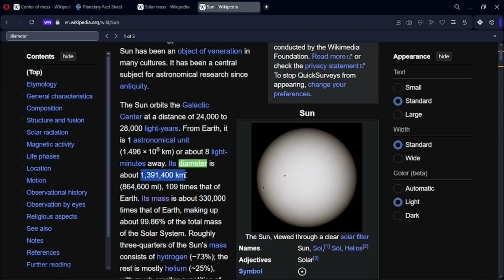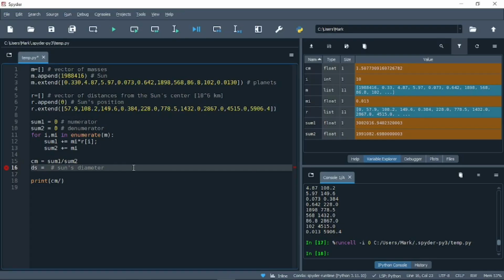This is the diameter of the sun, which in our units is 1.39, like 0.14, something like this. Okay, so divided by ds, this is the normalized.